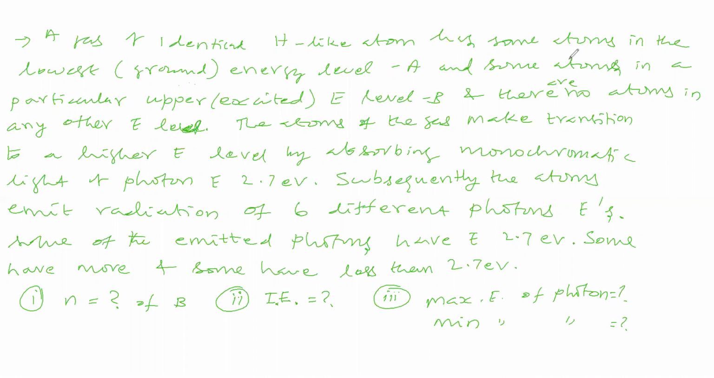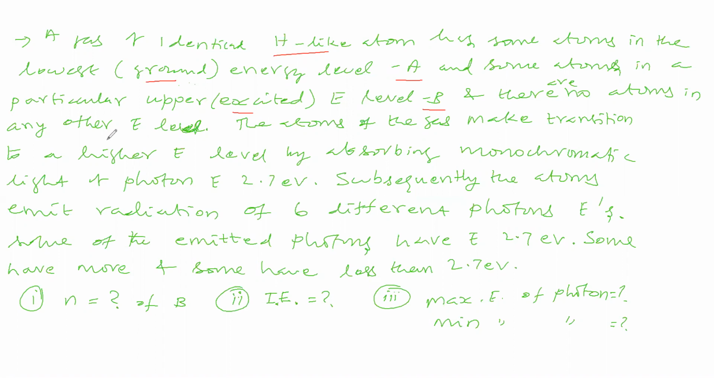Now first we will see what is given: a hydrogen-like atom. Some atoms are present in level A. Level A is the ground state. In level A some atoms are present, and some atoms are present in excited level B.